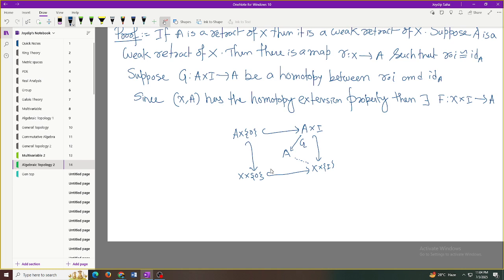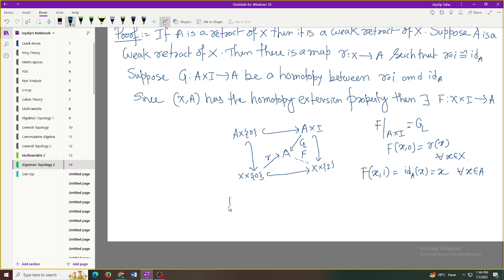this is your R and this is your F, such that F restricted to A cross I is G, F(x,0) equals Rx for all x belongs to X, and F(x,1) equals identity x for all x belongs to A.